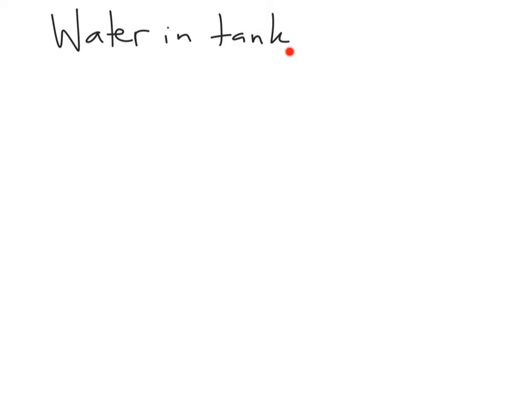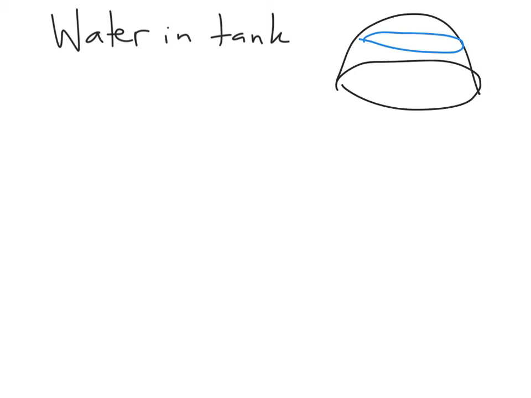A nice problem to think through in all three coordinate systems is if we have a hemispherical tank and it's filled partway up with water to a height h, how much water is in the tank? The natural coordinate system for this one is cylindrical or spherical, but we'll actually also do it in Cartesian. So actually, let's start with cylindrical.